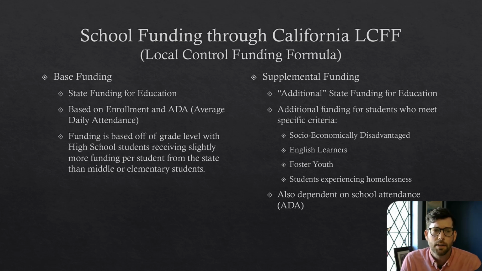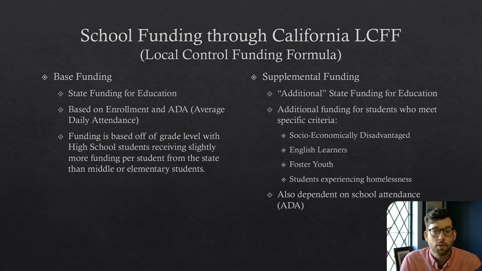Second to base funding and ADA is the funding we receive from the state for identified populations. Students who are socially economically disadvantaged, English learners, foster youth, or students experiencing homelessness generate approximately 20% more in funding than their peers. This equates to about $2,000 per student that meets these demographics. That is over the course of a school year.